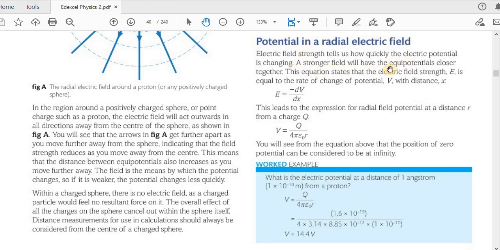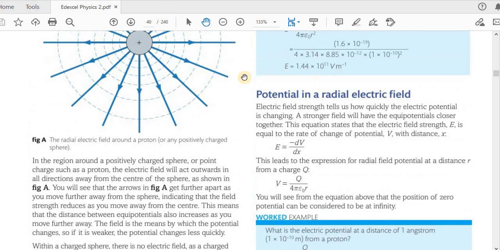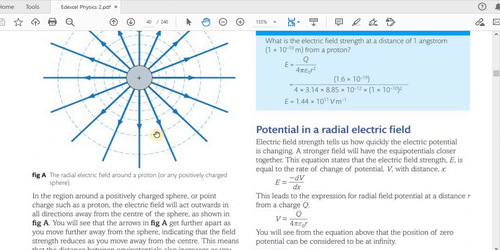A stronger field will have the equipotentials closer together. You can see here it's stronger, they are closer together. The dashed circles are the equipotentials. The equation states that the electric field strength E is equal to the rate of change of potential V with distance x. Again, we saw earlier in chapter 7.1 part 1, E equals V over D. Remember D is the distance. Maybe you can try to remember it that way.